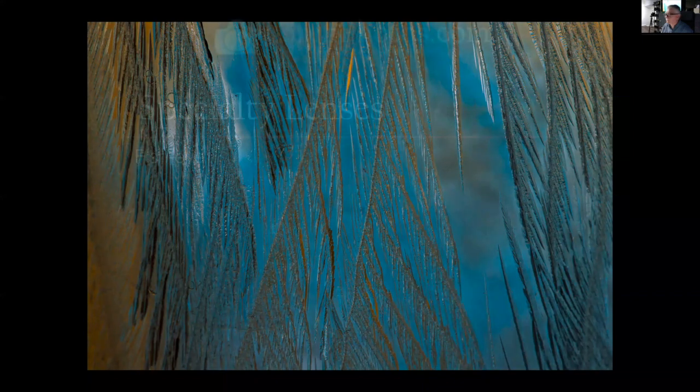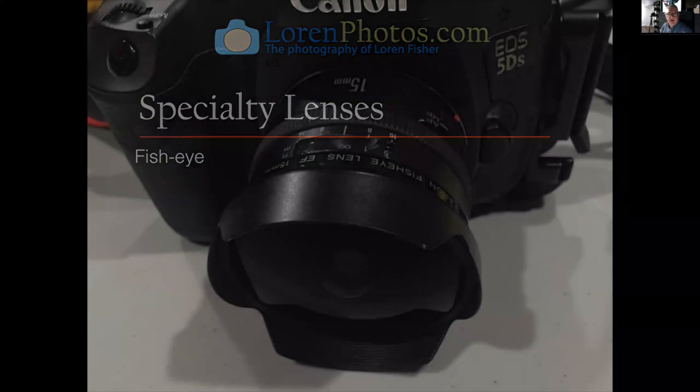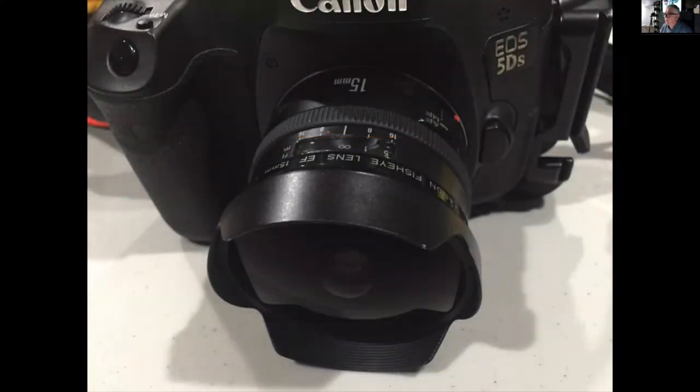Okay. So another specialty lens that's a lot of fun is a fisheye. A fisheye lens is essentially a super wide angle. It has a very wide field of view, usually about 180 degrees, so you're seeing everything sideways. This is a 15 millimeter lens and it's rectilinear, which means that the picture fills up the frame. Some fisheyes will give you a circular image, and I find those to be not as appealing because after you see one or two, they all tend to look alike.